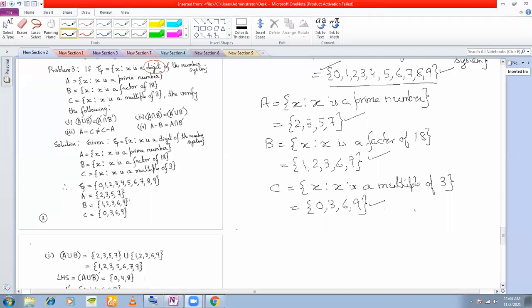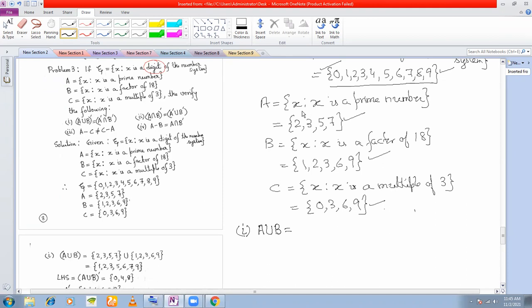The first question is where you have to verify the following. The first one that you have to verify is (A union B) complement is A complement intersection B complement. So in order to first find out (A union B) complement, we'll first find out A union B.